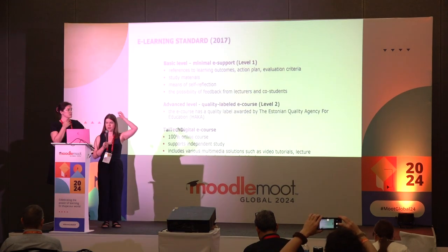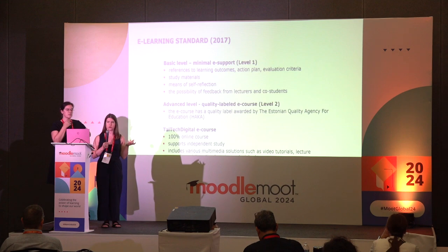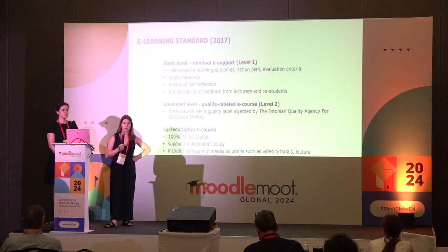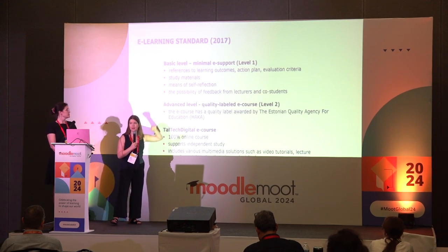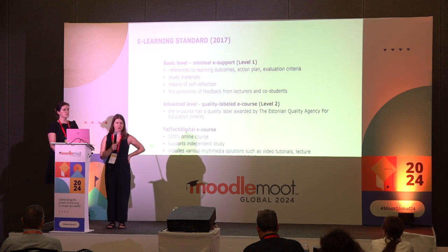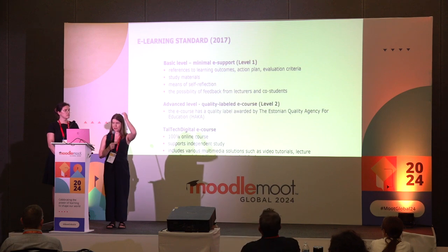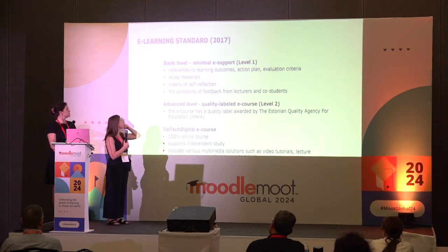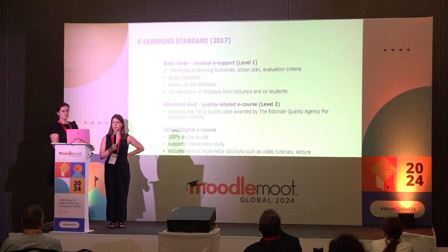The first level, the basic level, was just minimal. You had to have some study materials, fix your gradebook to synchronize it with the learning outcomes, have some kind of self-reflection, and ask for feedback from the students. The second level is the advanced level, with a national competition between universities and other education institutions. Everyone sends their courses, and the good courses get the quality label for their e-course. The third level, the highest, means this course is a 100% e-course and it supports independent study.